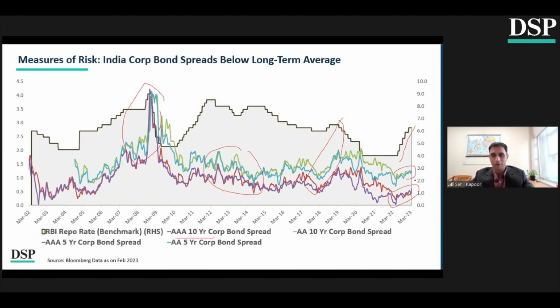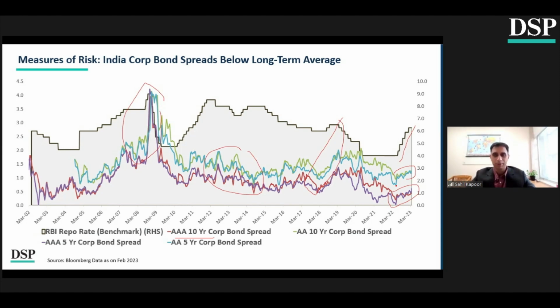And right now, both AA and AAA paper are trading below their long-term average spreads, which means that even with the new troubles we've seen in the last 2 weeks, Indian bond markets are still stable in comparison to what's happening elsewhere.